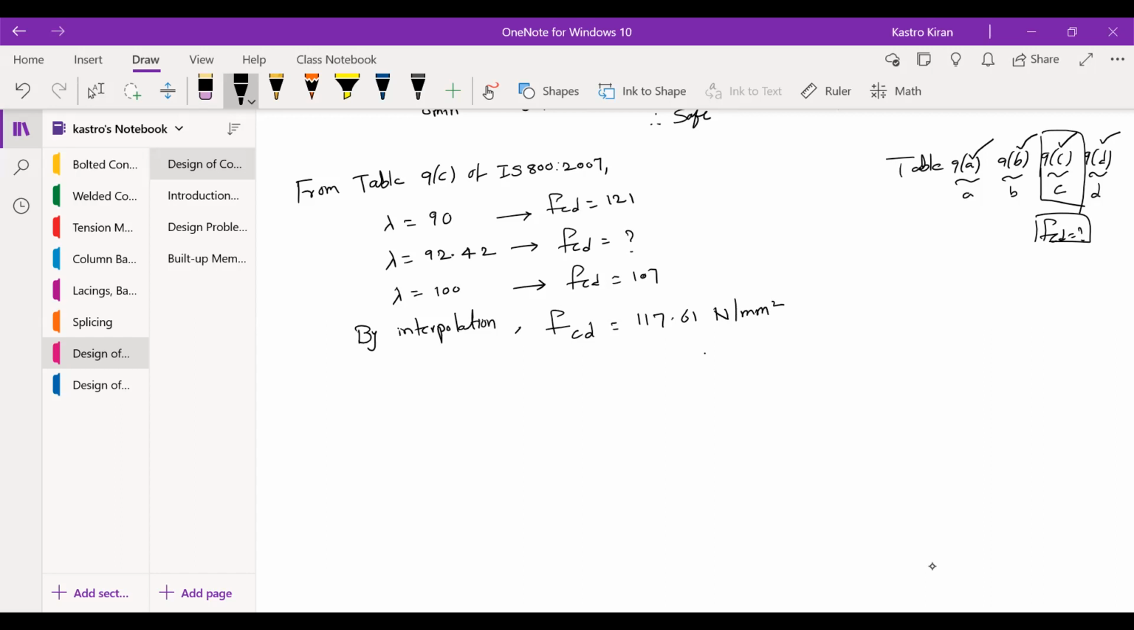So why am I taking newtons per mm square? Because all the values of FCD in table 9C, or for that matter, tables 9A, 9B, 9C, and 9D, will be in newtons per mm square only, or megapascals. Anything is the same. So we got the FCD value also. So what we need to find out is the PD value.